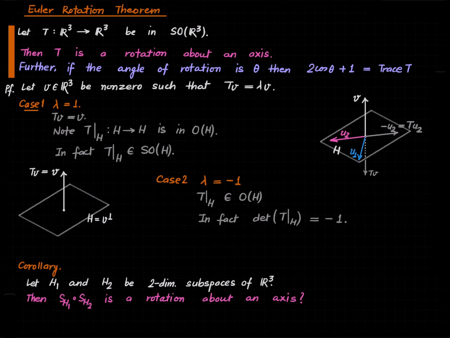And why is this thing true? Well, the reason is very simple. If theta is the angle of rotation, then the matrix of T with respect to a suitably chosen basis will look like cos theta, minus sin theta, 0; sin theta, cos theta, 0; and 0, 0, 1. So this is what the matrix will look like with respect to a suitably chosen basis. Once you have a rotation, this is all you can have. This is not the matrix with respect to the standard basis necessarily, but with respect to some suitably chosen orthonormal basis.